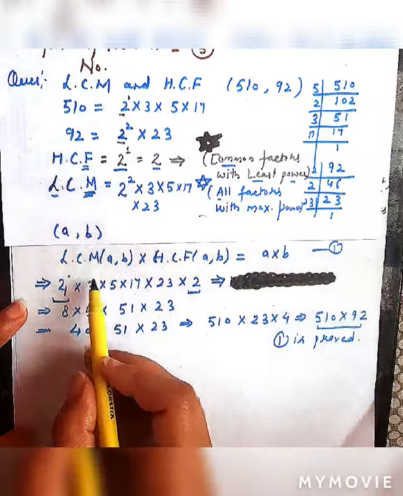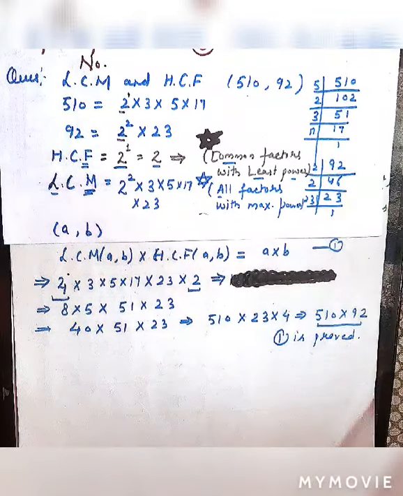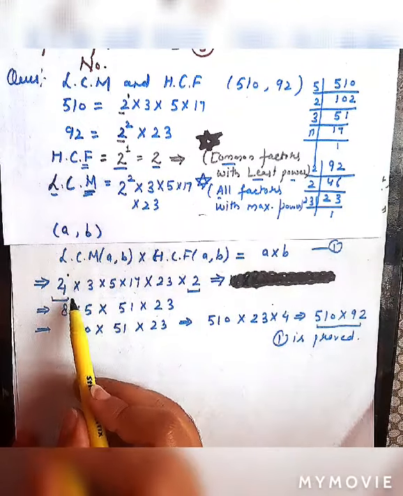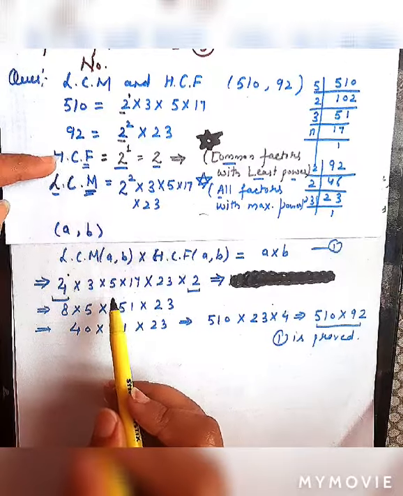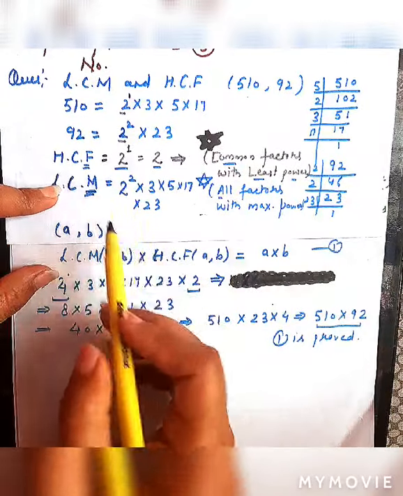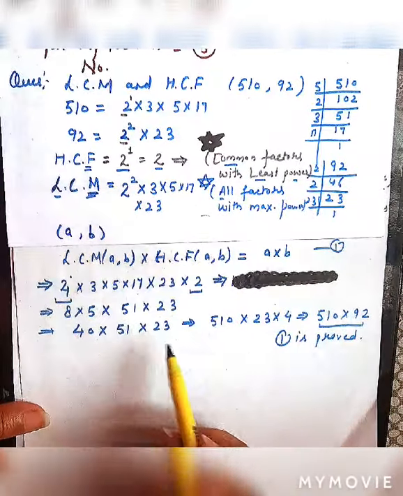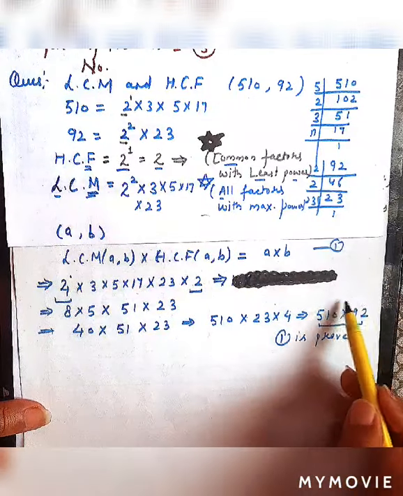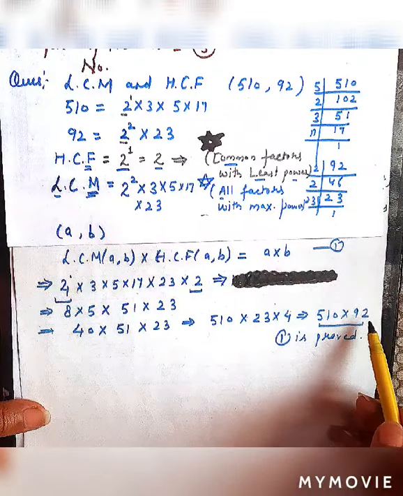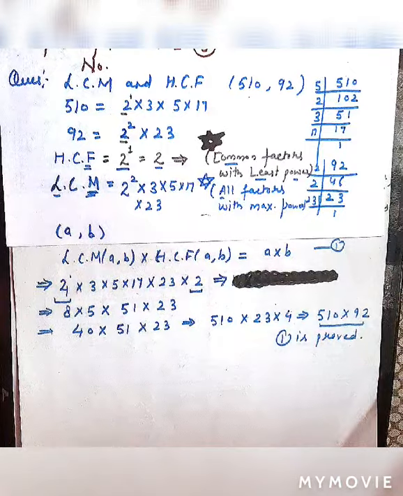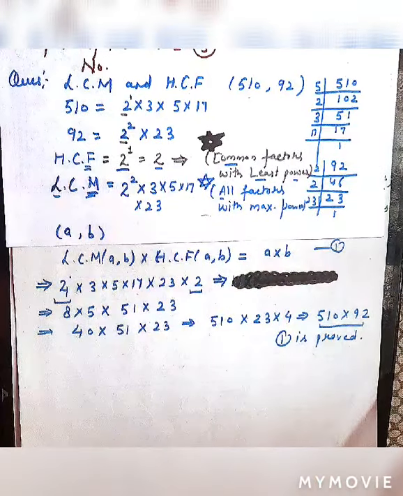Fine. So what we have done over there is we wrote the product of LCM and HCF of these two numbers, then we solved it, and this product is equal to the product of the numbers itself. Fine. So this is actually a very important formula.